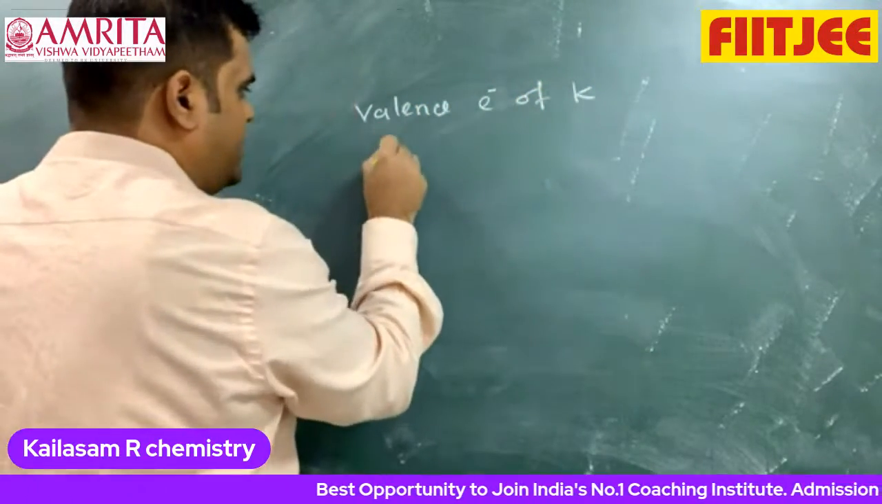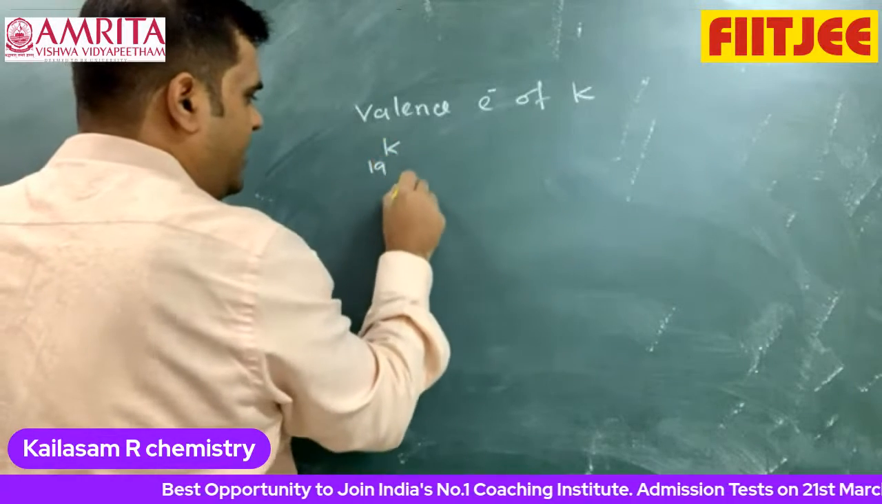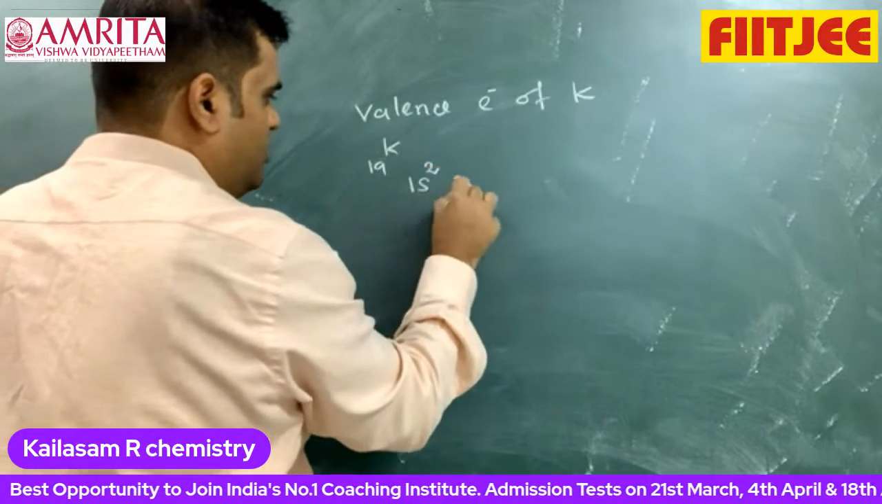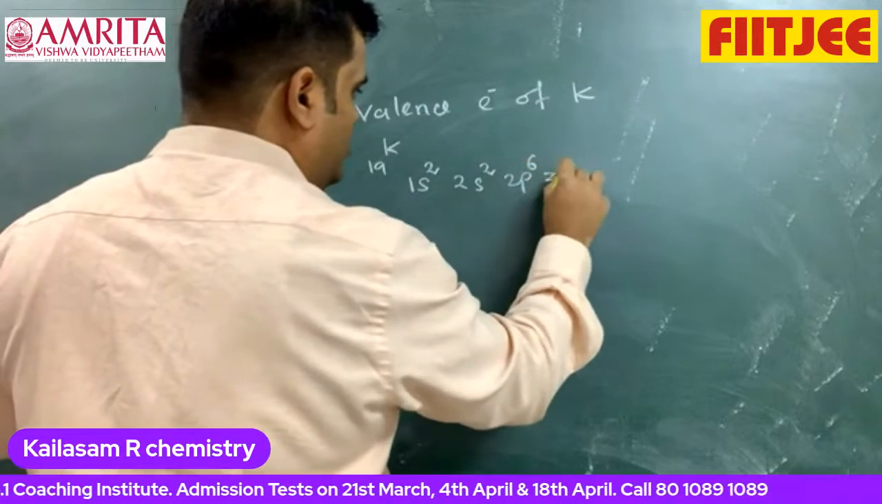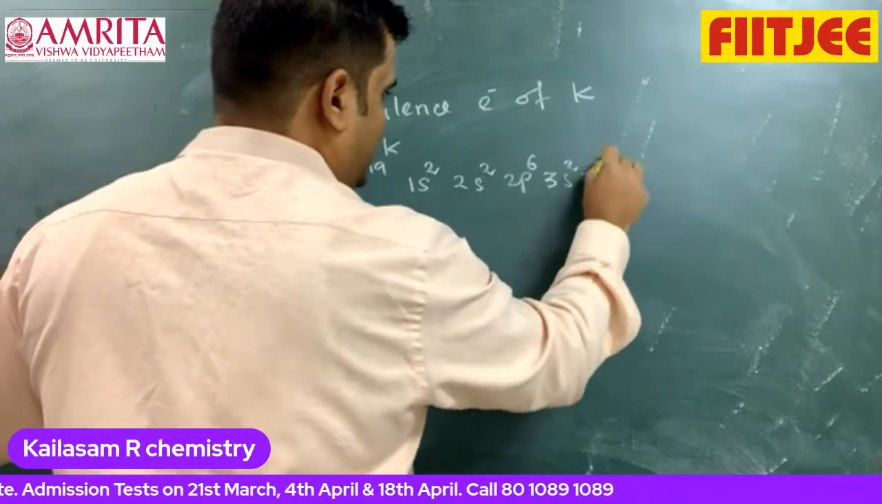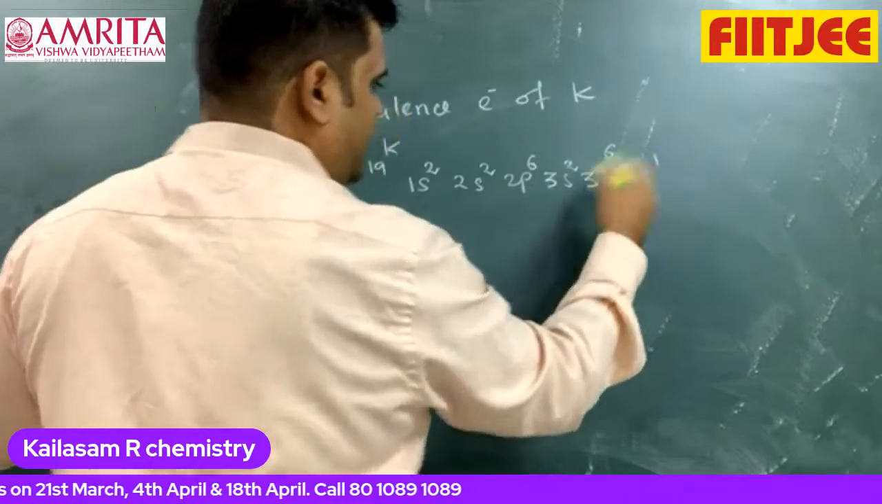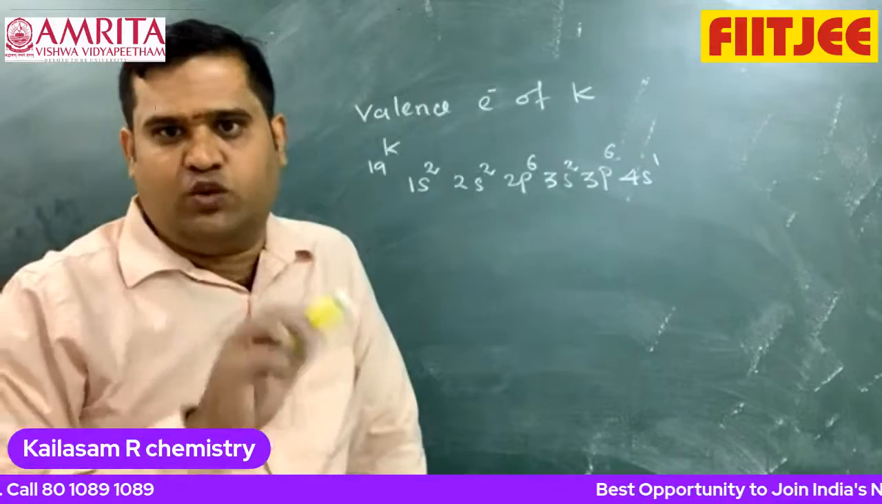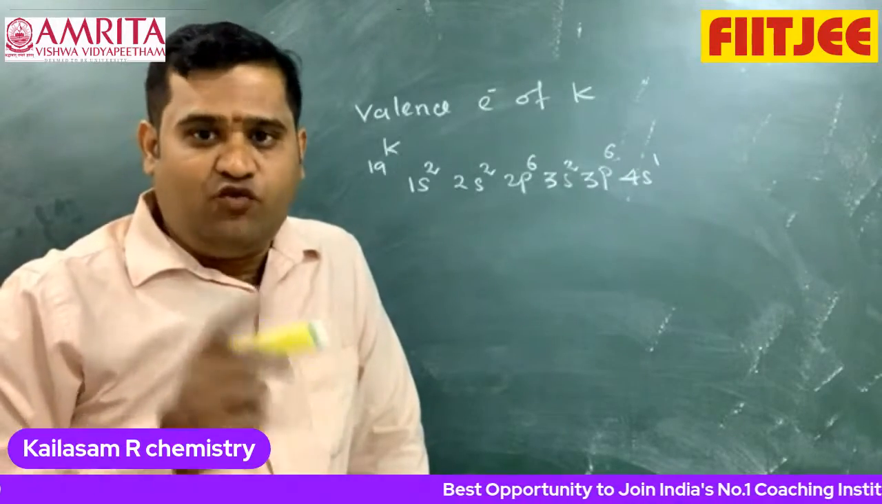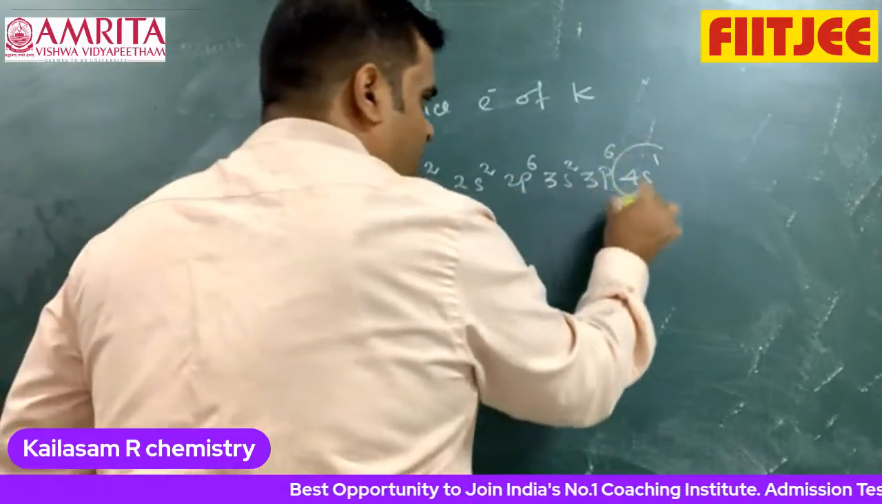So now we can go to potassium. Atomic number is 19. What can we write? 1s2, 2s2, 2p6, 3s2, 3p6, then 4s1. Written like this, 4s1 is the valence electron.